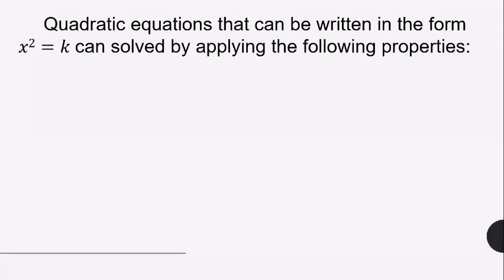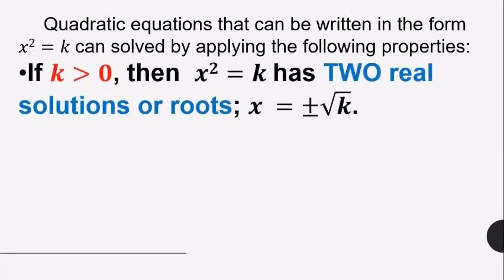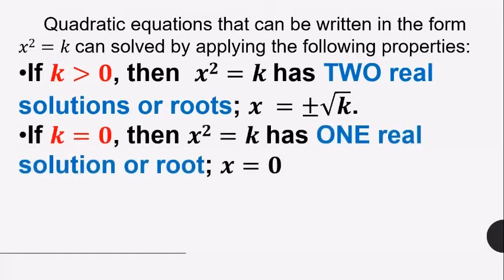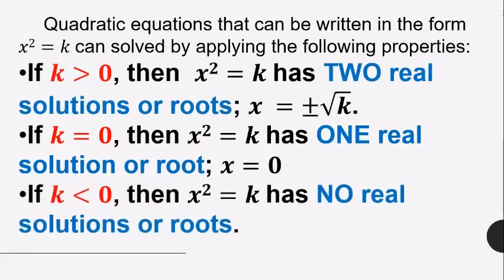Quadratic equations that can be written in the form x² equals k can be solved by applying the following properties. If k is greater than 0, then x² equals k has two real solutions or roots. Thus, x is equal to positive, negative square root of k. If k is equal to 0, then x² equals k has one real solution or root. That is x is equal to 0. If k is less than 0, then x² equals k has no real solutions or roots.